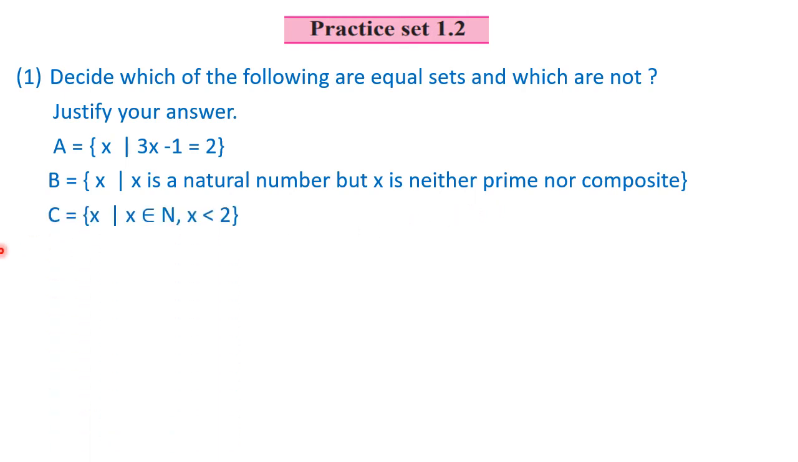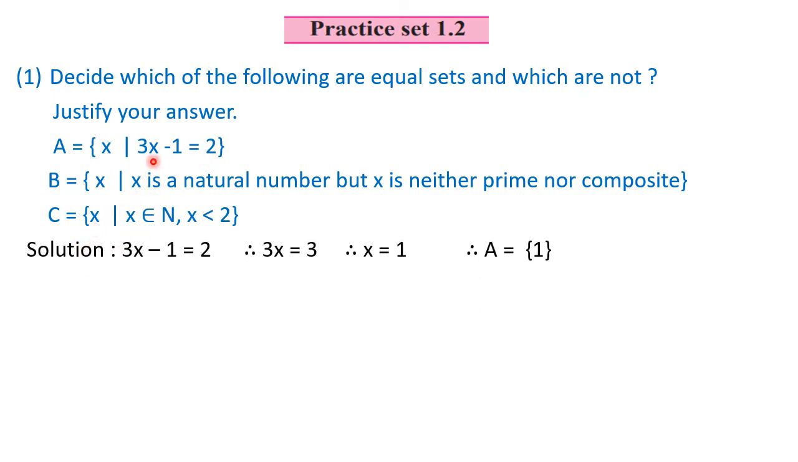Now one more set is given, C. C is the set of all x such that x belongs to natural numbers. You know this symbol, belongs to. And x is less than 2. So a natural number less than 2, only one number is present, 1. So you know the answers. Okay, here we need to solve it. Now let us see how to solve it. Okay, let us go towards the solution.